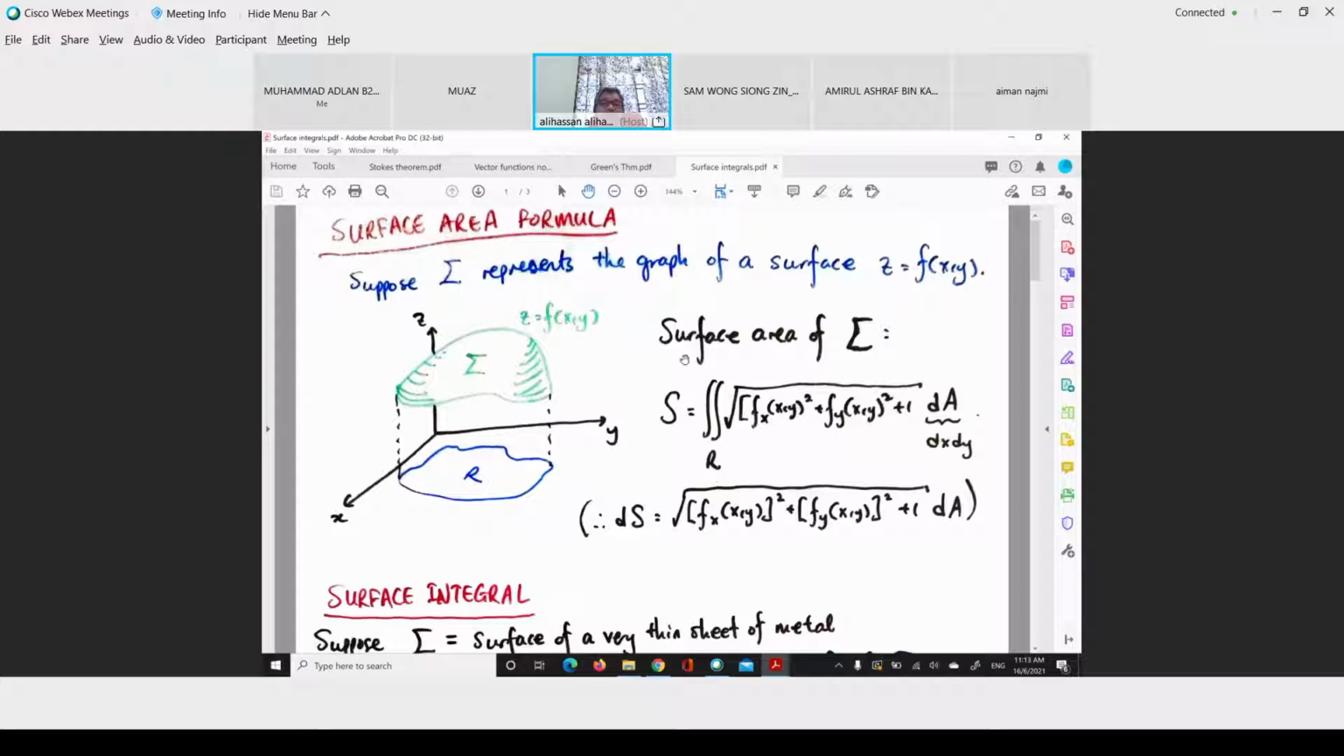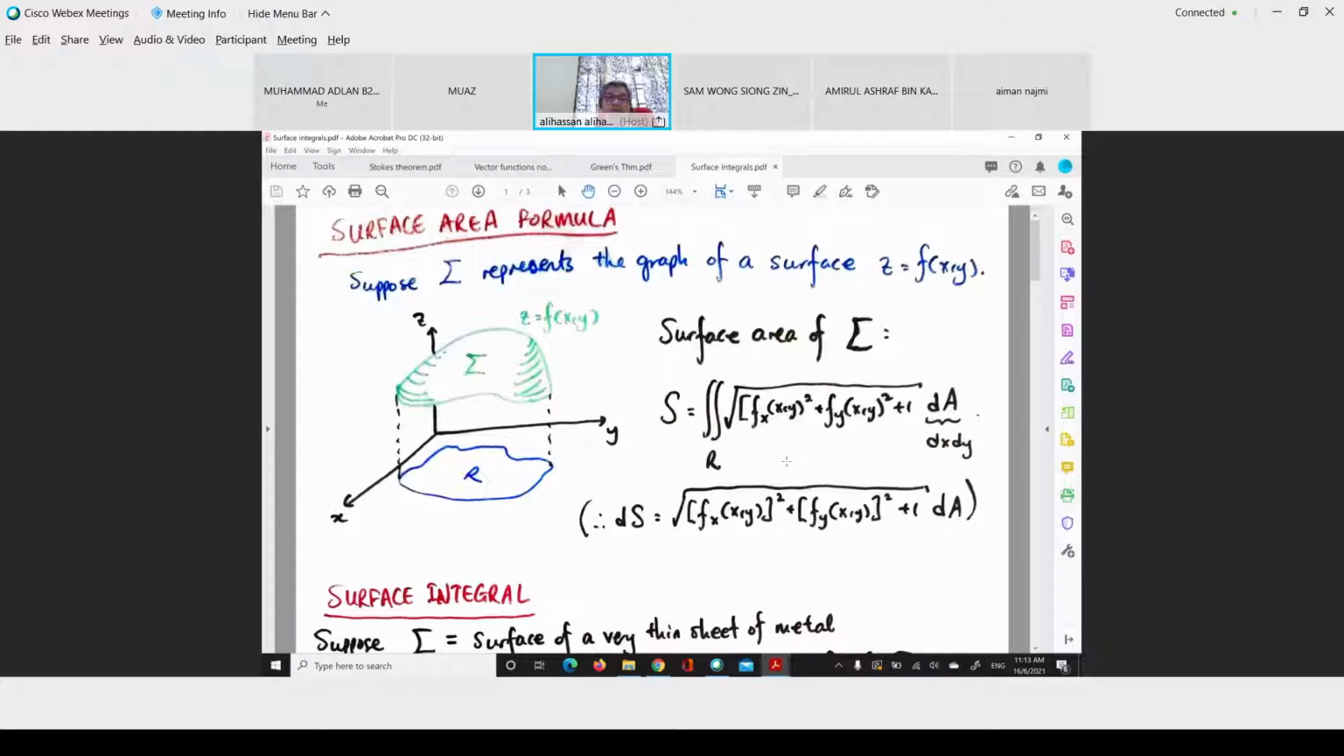We can prove this using the same approach that I have shown you several times. We partition the surface into smaller subsurfaces, and then we use an estimate. So using that same idea, we can derive this formula. This formula can be derived.